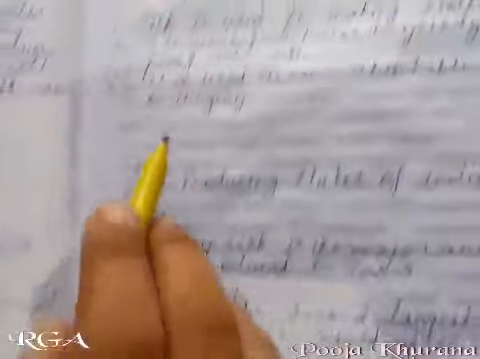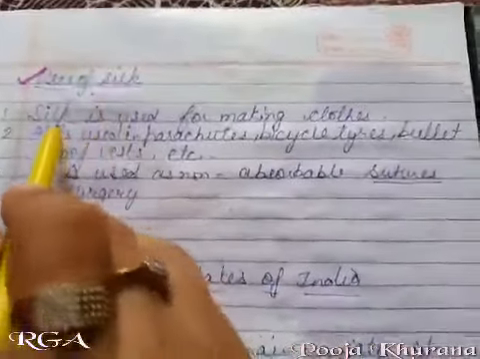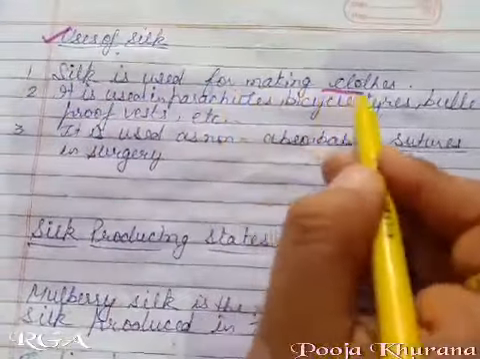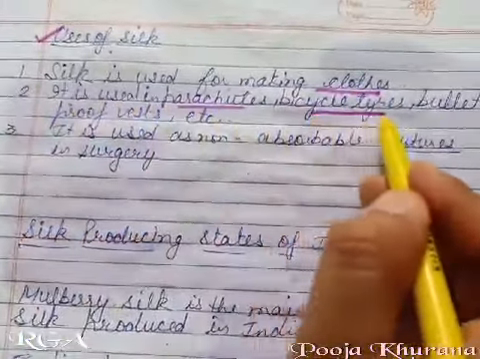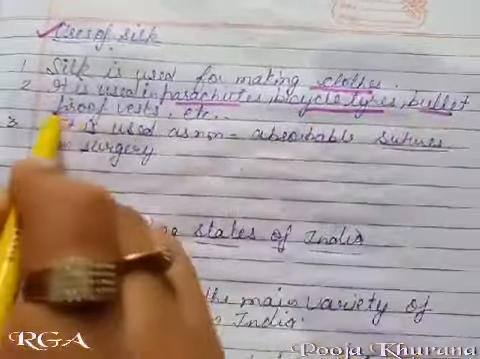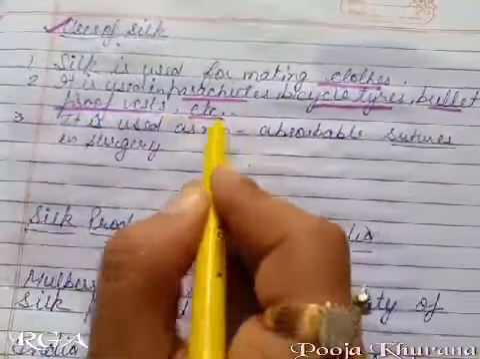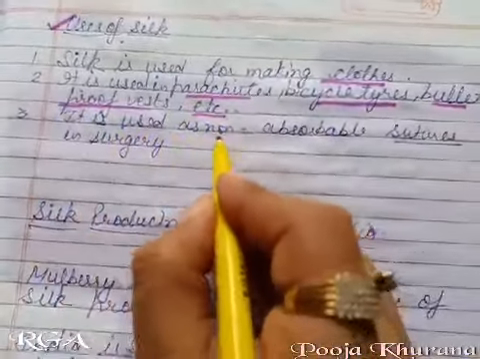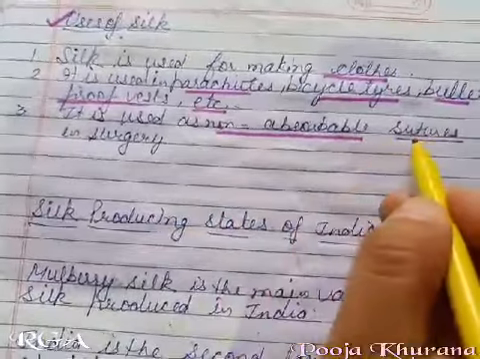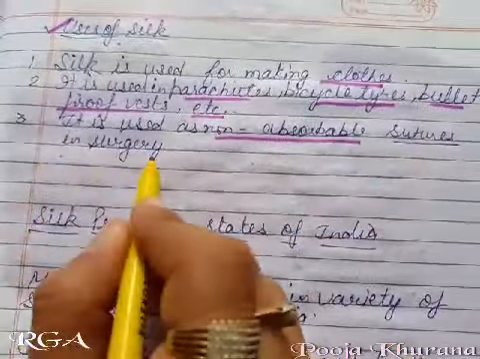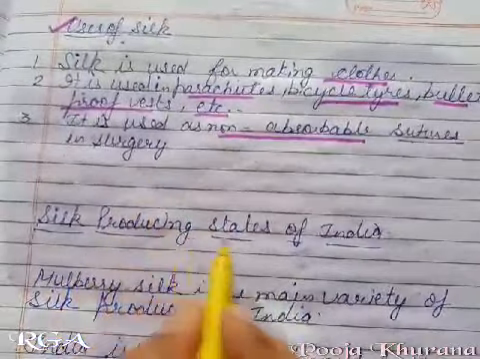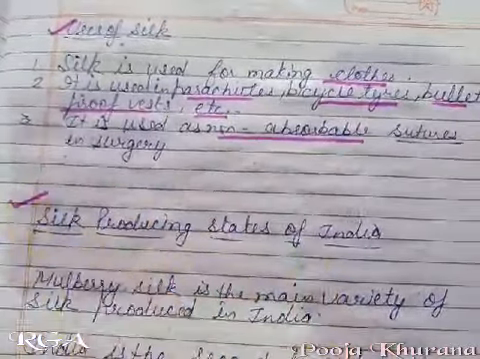And next topic is uses of silk. Silk is used for making clothes. It is used in parachutes, bicycle tires, bulletproof vests, etc. It is used as non-absorbable sutures in surgery.